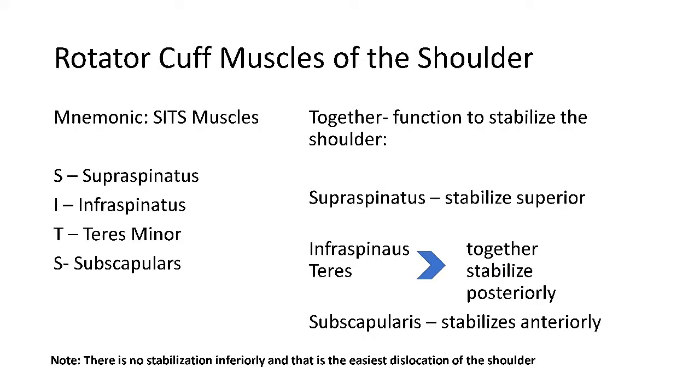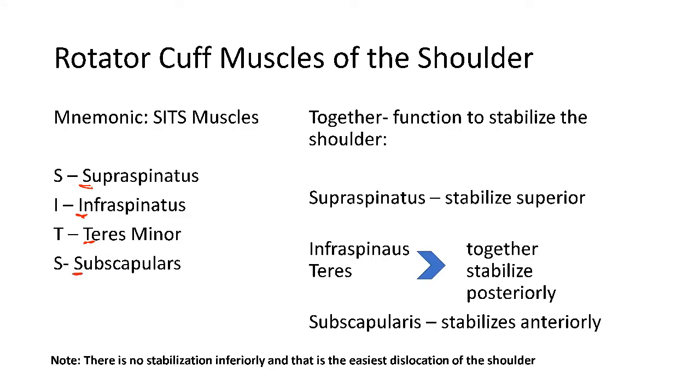And then we have the group of shoulder muscles, which are called the rotator cuff muscles. There's a mnemonic for remembering who's in the rotator cuff. It's the SITS muscles. SIT stands for supraspinatus, infraspinatus, teres minor. Now, remember, it's minor, not major. And subscapularis.